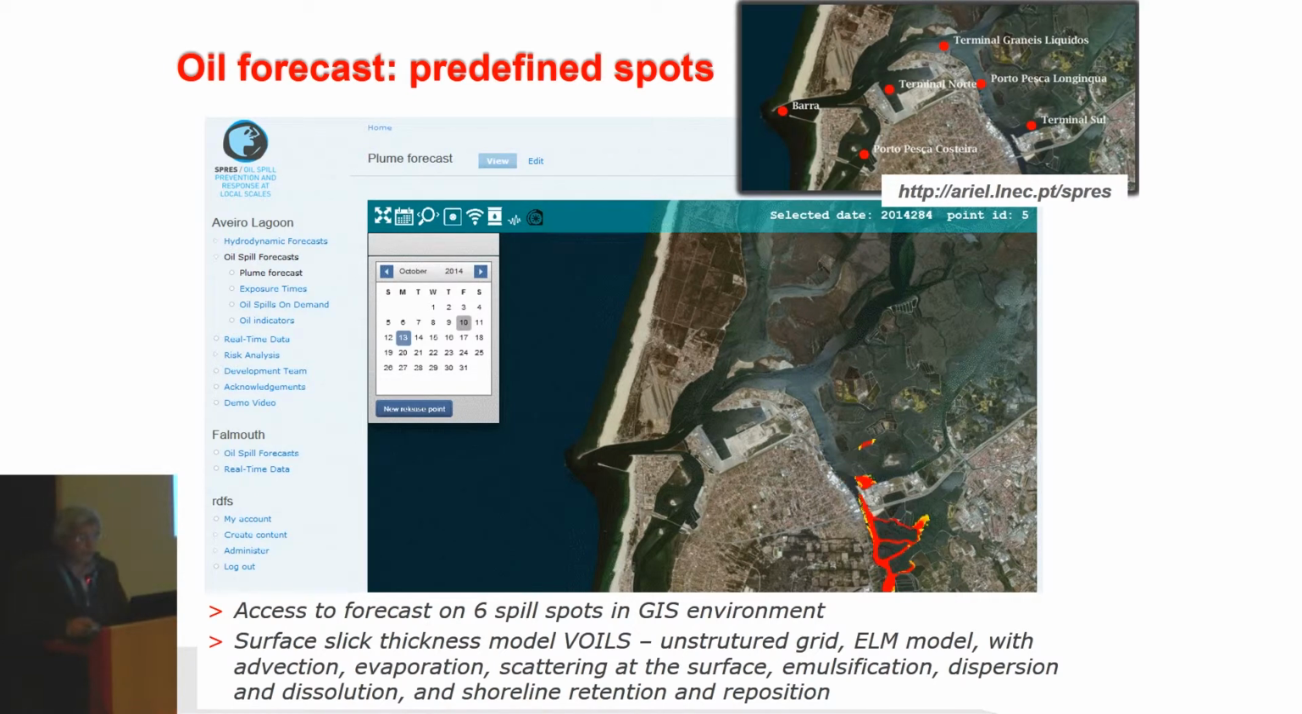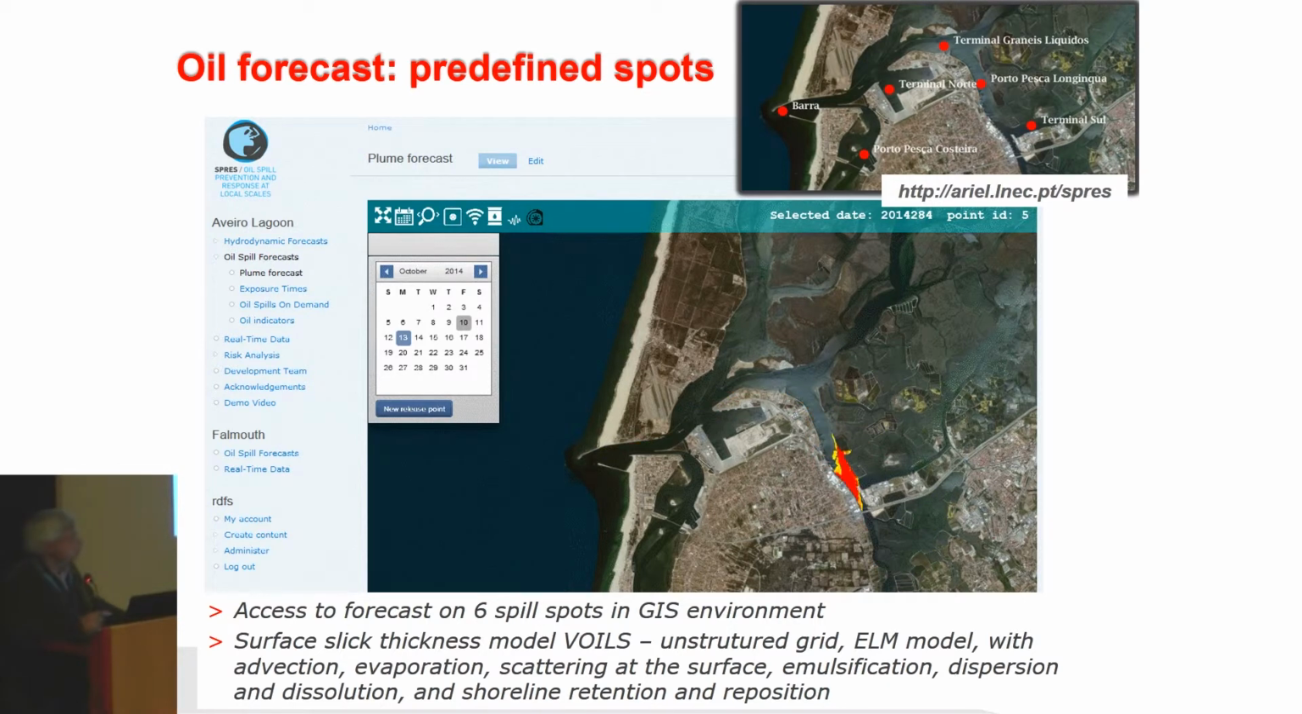Now, this is a platform for oil spill risks. So, of course, we are doing oil spill forecasts as well. We asked the harbor administration, the end users, to pick the locations where they think that oil spills are most likely to occur. And these are the 6 locations that you can see in this figure here. So every day we run forecasts of potential spills that could occur at any one of these locations.